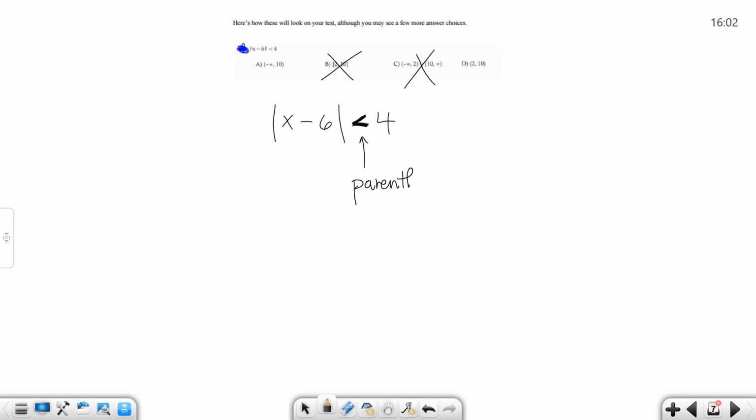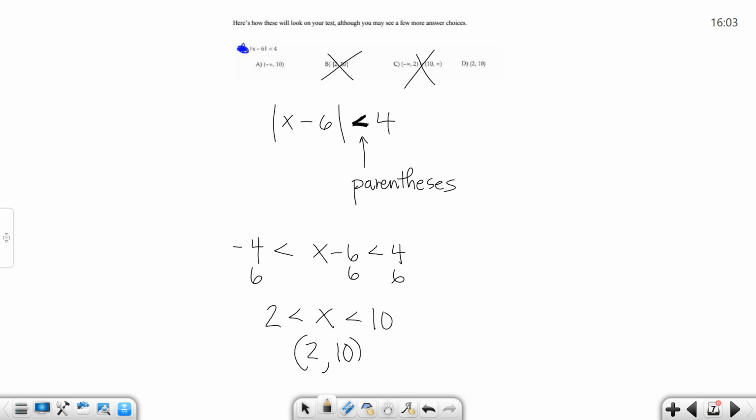See if I can make my pen write a little better. There we go. So the way that we work this one, the formal way, is we take x minus 6 and we sandwich it between 4 and negative 4. I'm going to add 6 to all three pieces, and I get that 2 is less than x, which is less than 10. So in interval notation, it would go from 2 to 10 with parentheses, and so my answer would be D.